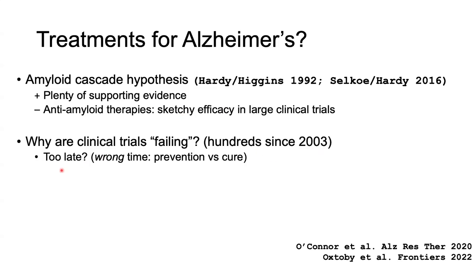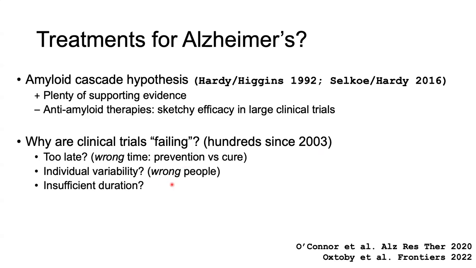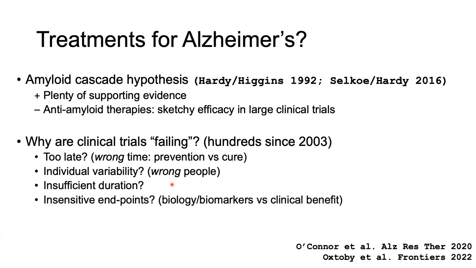Could be that we're treating people too late, maybe the wrong time. We should be focusing on prevention rather than cure. There could be too much individual variability or subgroup variability between patients. We could be treating the wrong people in these trials. Could be treating them for not long enough. We could be looking at the wrong things to define what is an efficacious treatment.